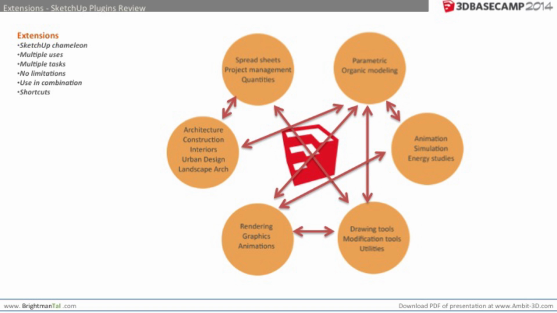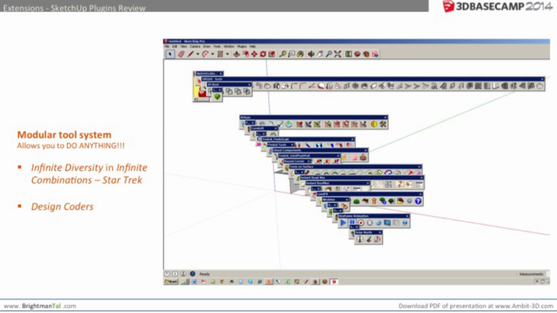And this is just a quick graphic. The idea behind it is these tools have no limitations and they cross over. So you might use a tool for something unrelated in interior design that someone for organic modeling or terrain modeling or animation might use. It's just exploring the tools. Each Ruby script offers a function or multiple functions. The difference is using that tool the way you want to use it to get your things done. So it's a modular tool system.